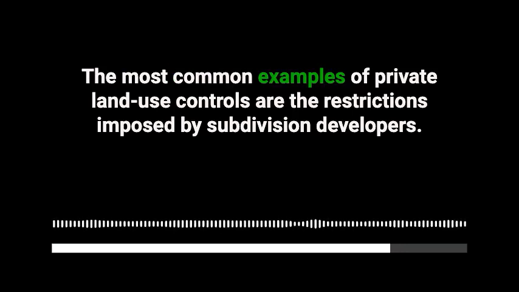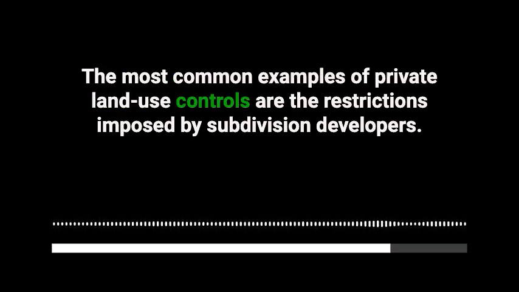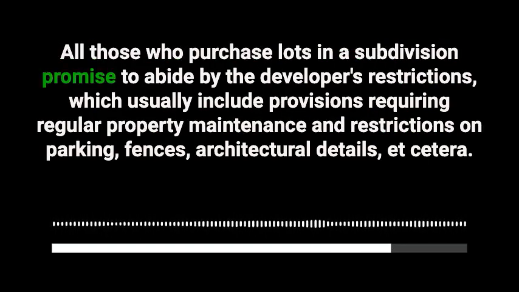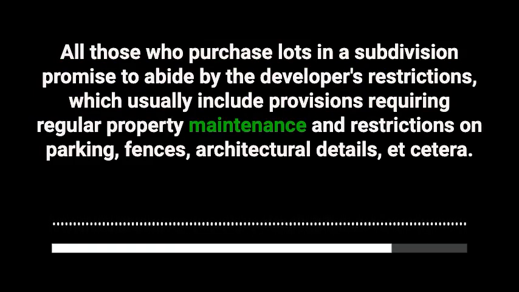The most common examples of private land use controls are the restrictions imposed by subdivision developers. All those who purchase lots in a subdivision promise to abide by the developer's restrictions, which usually include provisions requiring regular property maintenance and restrictions on parking, fences, architectural details, etc.